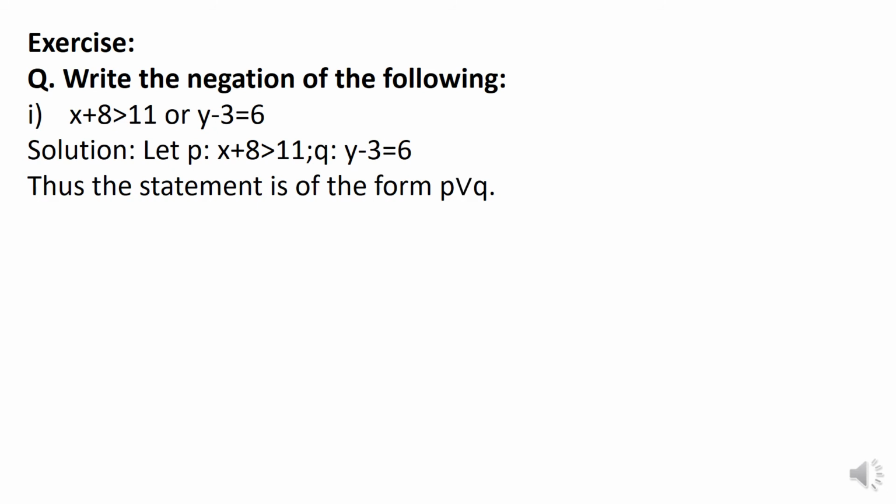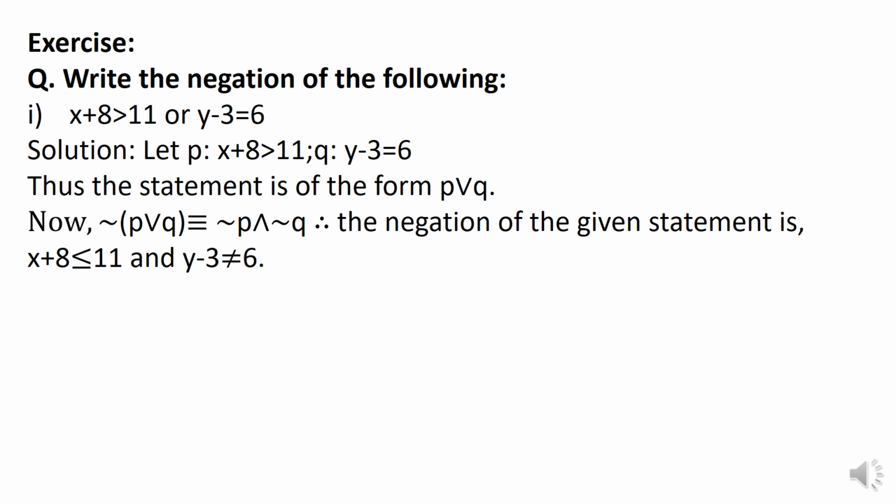Thus the symbolic form, we know it is P or Q. And we also know that not (P or Q) is the same as not P and not Q. Now x plus 8 greater than 11, the negation of it is x plus 8 less than or equal to 11. And y minus 3 is equal to 6, negation is y minus 3 is not equal to 6. Thus the negation of the given combined statement: x plus 8 is less than or equal to 11 and y minus 3 is not equal to 6. Just observe that or has become and in the negation.